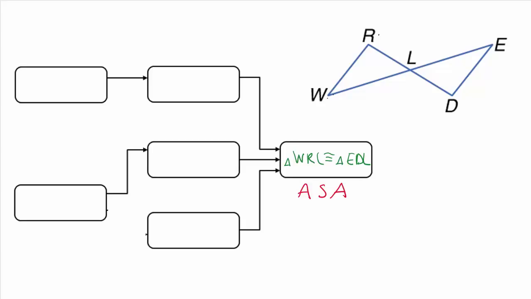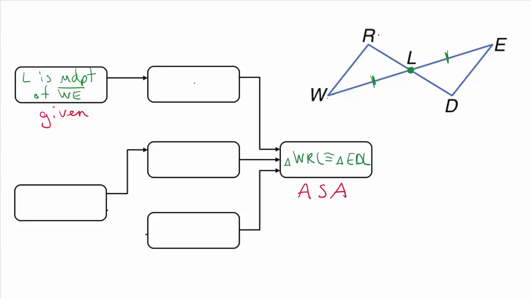Okay, but let's look at our givens. Our first given is that L is the midpoint of WE. Okay, and that was our first given. So we write given. Let's go ahead and mark our figure. WE has a midpoint, and it's L. That tells us that we've got some congruent sides there.